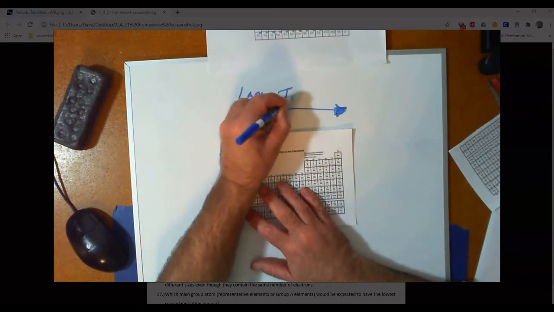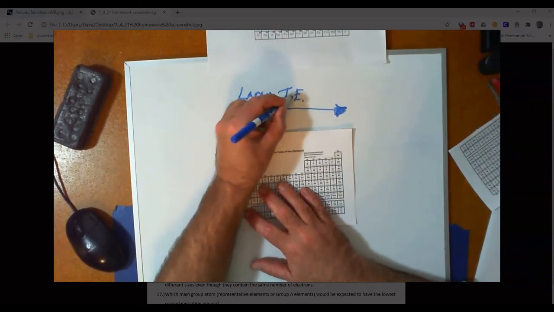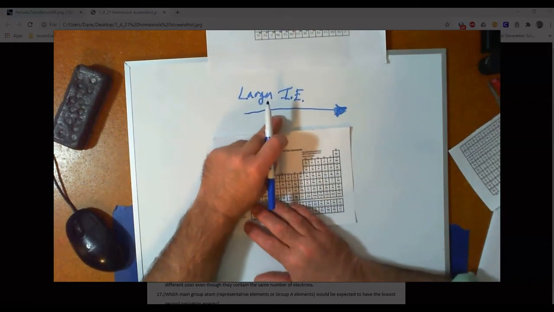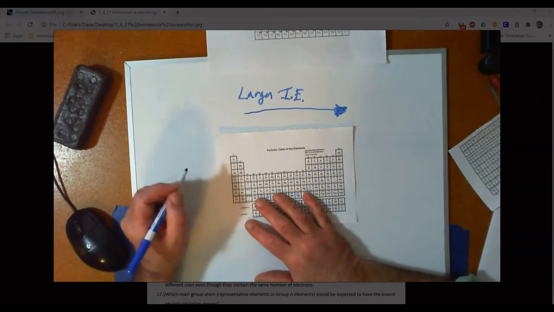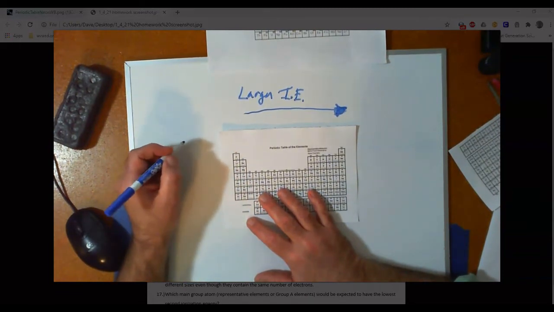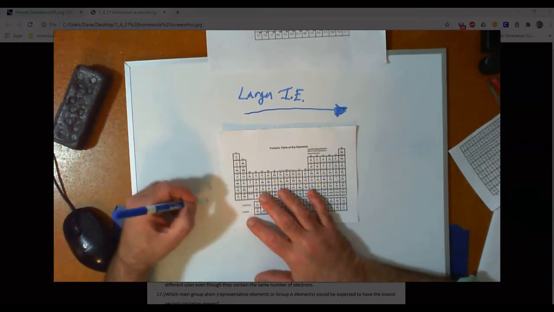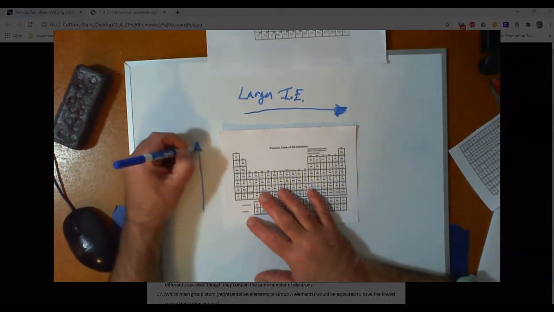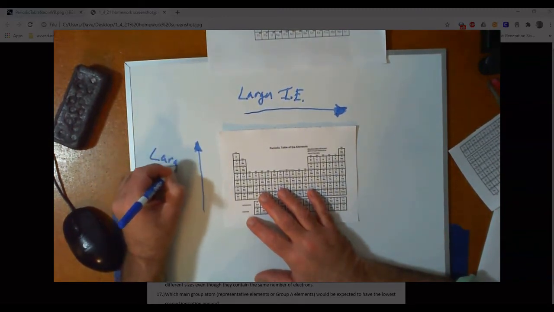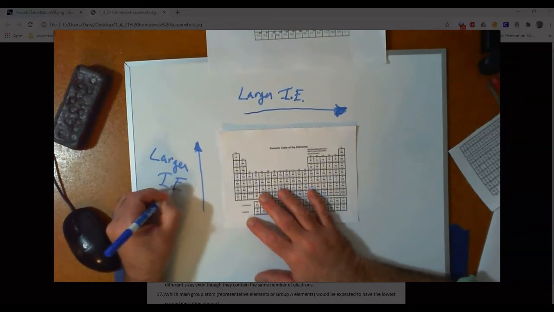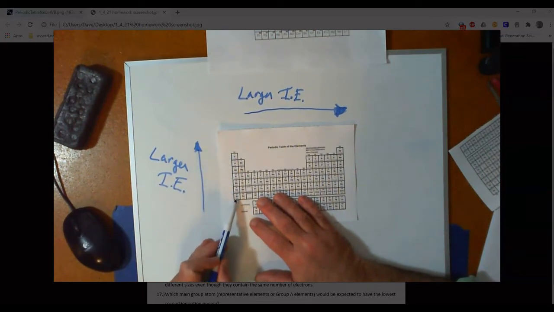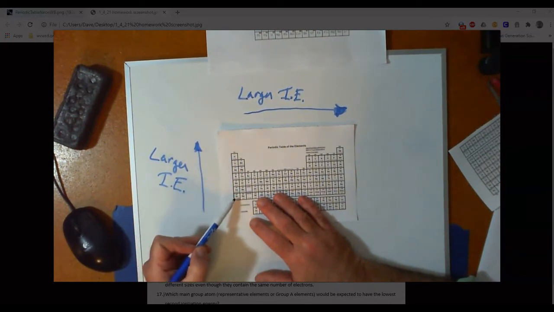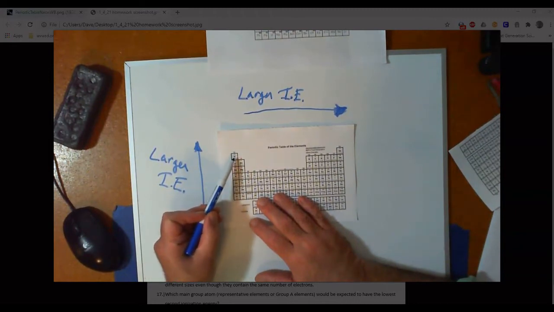Larger ionization energies, meaning it gets harder and harder to remove electrons from elements that are further to the right-hand side of the periodic table. The ionization energies also increase as we go up the periodic table. Larger ionization energies this way. Right? So it's harder to remove an electron from hydrogen than it is from something like francium. Or put another way, to remove an outer electron from francium is easy compared to removing it from hydrogen.